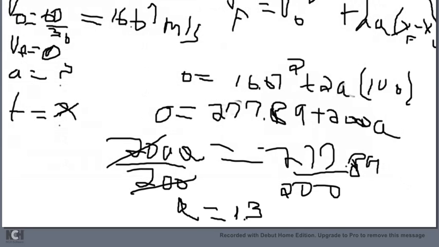Notice that's going to be negative 1.39. Why should it be negative? Because it's what? Slowing down. So if you're slowing down, that's 1.389. That's problem number 30, negative 1.39, right? Meters per what? Second squared.